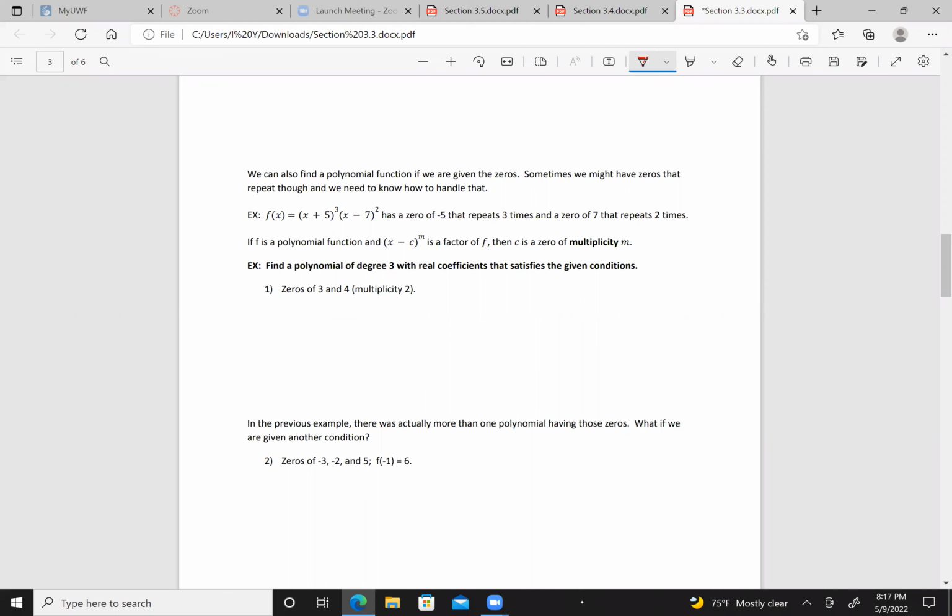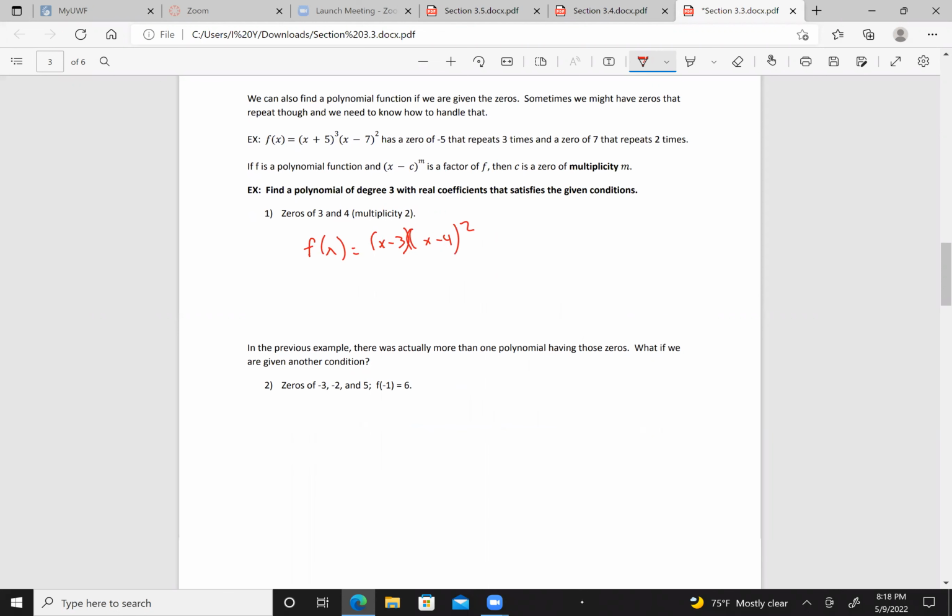To find a polynomial of degree 3 with real coefficients that satisfies the given conditions, it has zeros of 3 and 4. So x minus 3 and x minus 4, and 4 has a multiplicity of 2. In the previous example, there was actually more than one polynomial having those zeros. What if we are given another condition?